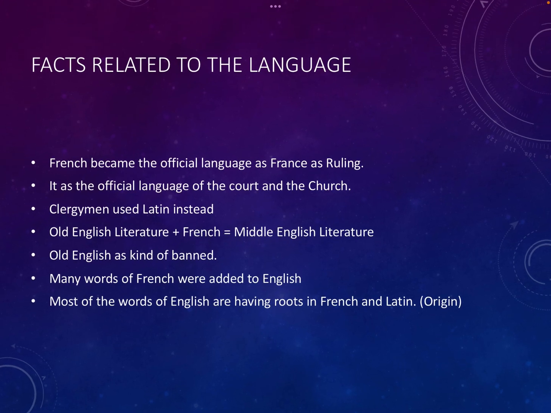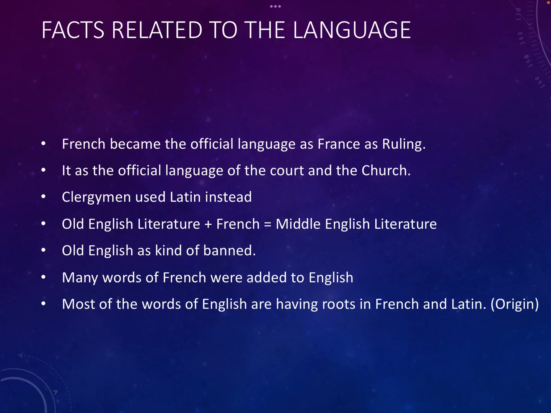Now, there are certain significant facts related to the language during the Norman period. What advancements were made, what happened? Otherwise, before I deal with this slide, try to understand it as a story. After William the Conqueror, who was the king of Normandy, France, who had a hold on England? France had a hold on England.